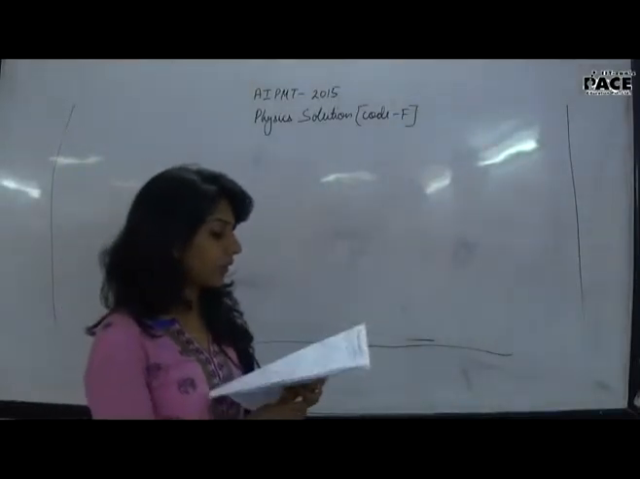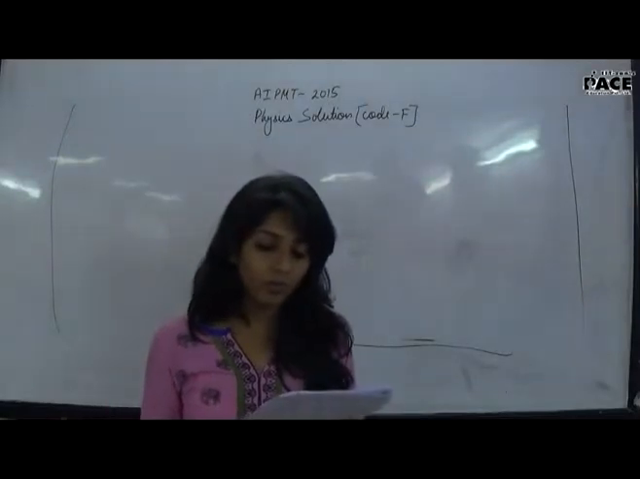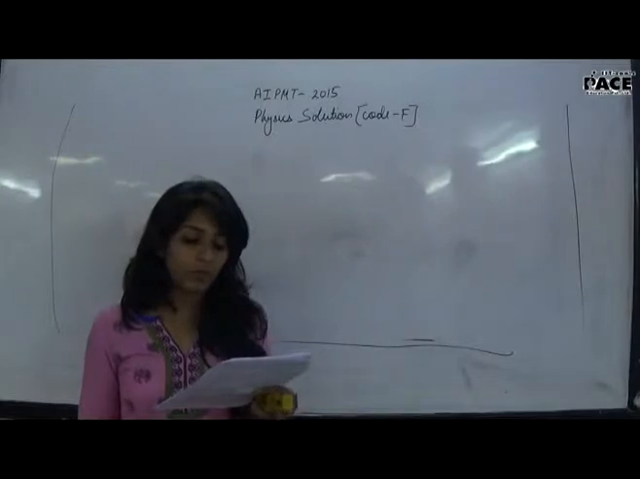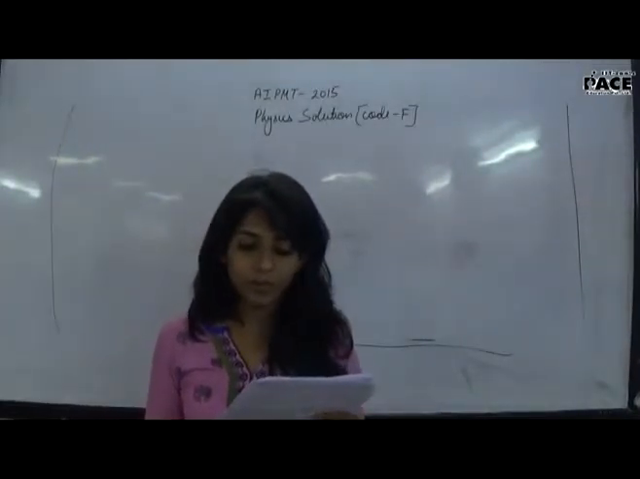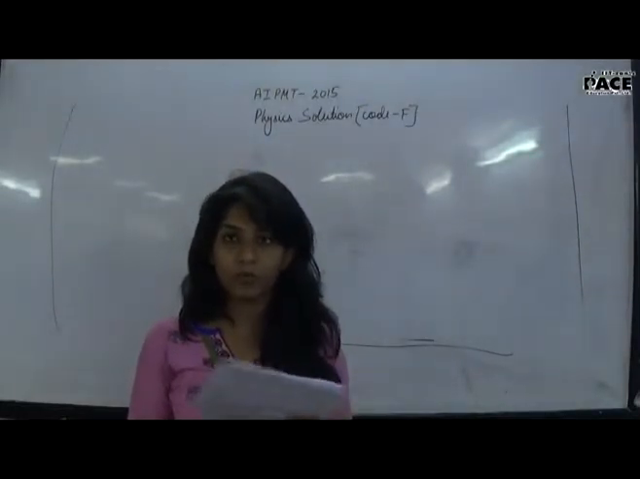Question number 166: a wind with speed 40 meter per second blows parallel to the roof of a house. The area of the roof is 250 meters square. Assuming that the pressure inside the house is atmospheric pressure, the force exerted by the wind on the roof and the direction of the force will be.